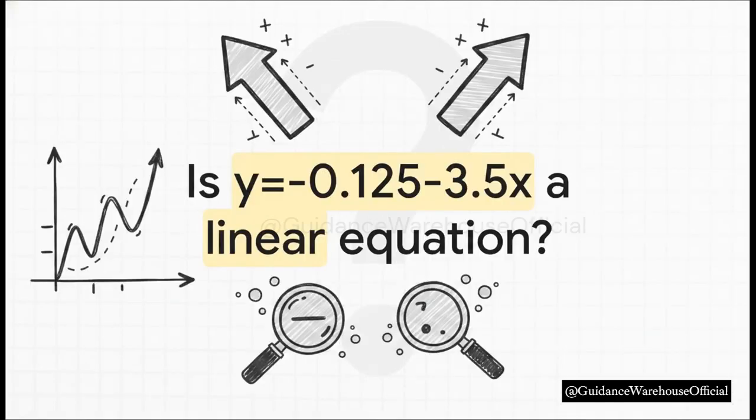Now, here's a bit of a curveball for you. Is Y equals negative 0.125 minus 3.5x a linear equation? Does throwing negative numbers and decimals into the mix break our clean little rule? The answer is absolutely not. It's still a perfect linear equation. Remember, a and b can be literally any constant numbers, even negative ones, even decimals. The rule completely holds up.